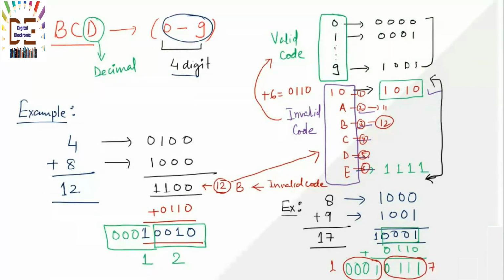So like this BCD code, we have got different types of codes also. We are going to see those different types of codes in the next lecture.